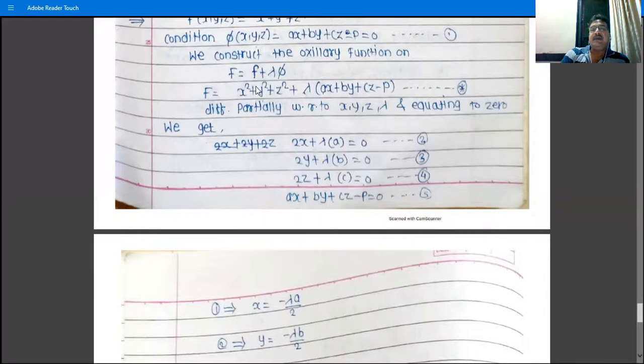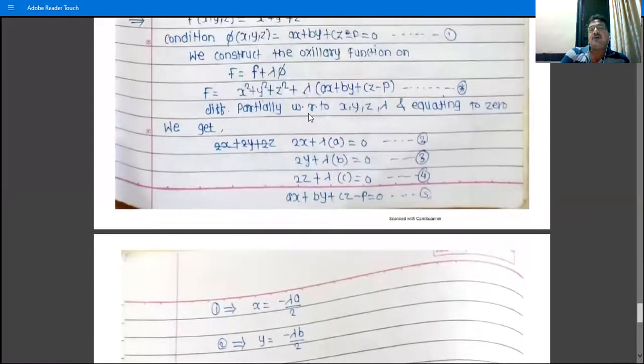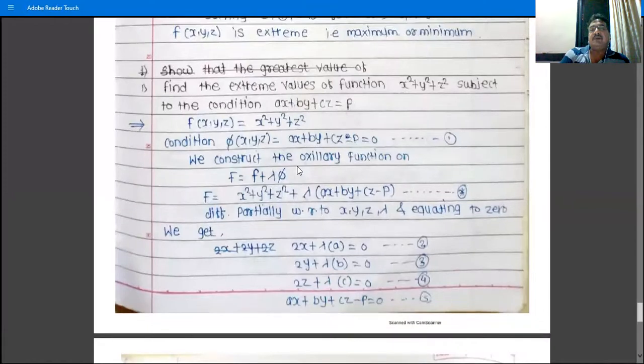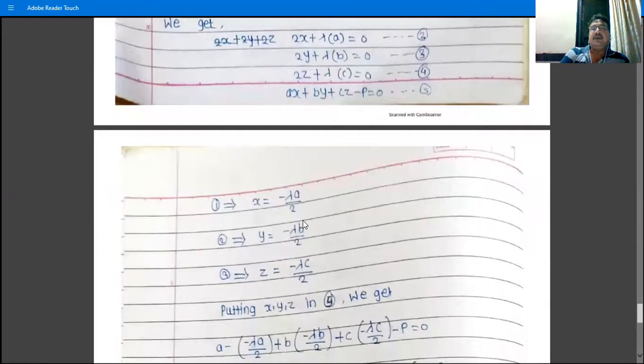And then the derivative with respect to lambda: x square, y square, z square derivative is 0, and we get ax plus by plus cz minus p is equal to 0. This is equation number 5. In each problem, this equation number 5 is the given condition. That is, the derivative with respect to lambda equal to 0 is the given condition. This is the common procedure for every example of extreme values of 3 variable functions. After this, there are 2 ways to find the values of x, y, z.